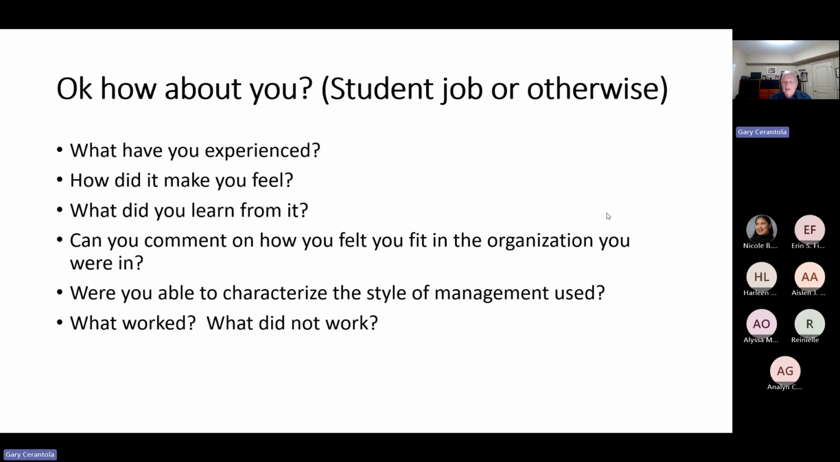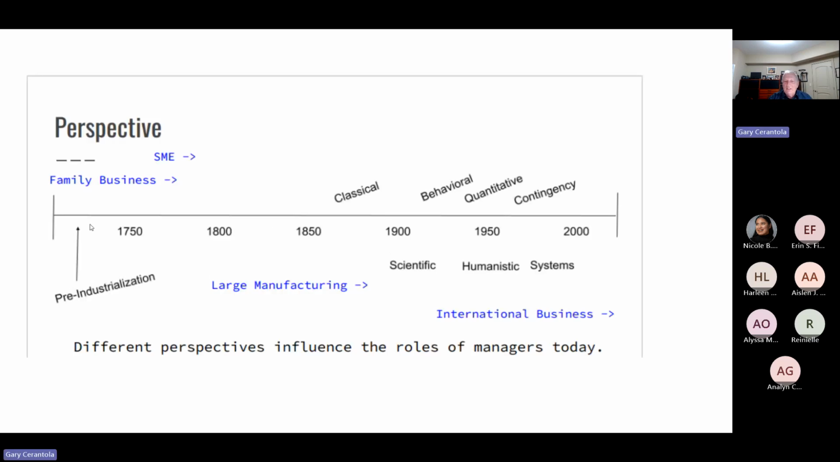So you need to characterize your style of management to fit the conditions and understand where you fall back on, what's your predominant style? Because normally when people get stressed, they fall back onto what they know. And sometimes it's not appropriate for the situation. Okay, so where are we fitting on this line of evolution? Different perspectives influence the roles of managers today.